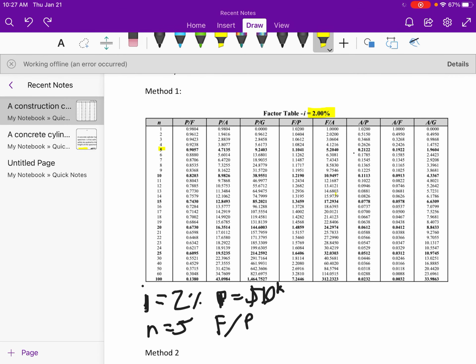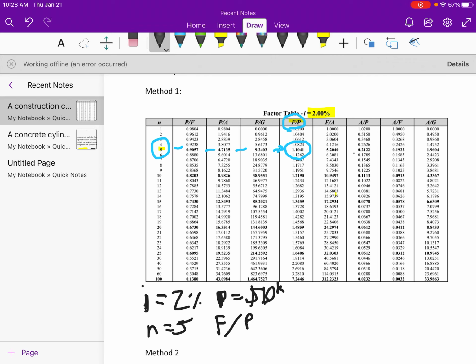And we're going to be using the future given present column, which is going to be F/P. And we essentially want to find out where this 5 intersects this column. So if you kind of work your way over, this is going to be our number right here. It's going to be this 1.1041. That's going to be our multiplier that we're going to multiply the principal by.